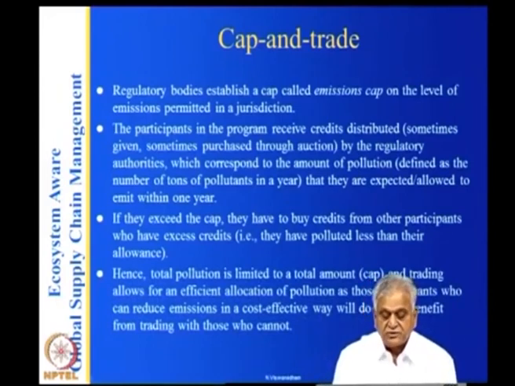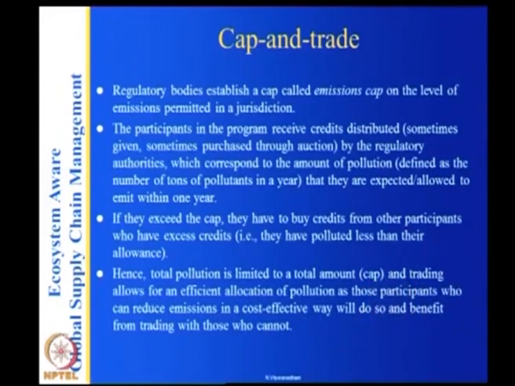Hence total pollution is limited to the total amount of the cap, and trading allows for an efficient allocation of pollution, as those participants who can reduce emissions in a cost-effective way will do so and benefit from trading with those who cannot. Basically, cap and trade is the same thing as we discussed between X and Y. There is a government limit that you have to follow, and you can buy credits from others who can do it more cheaply.